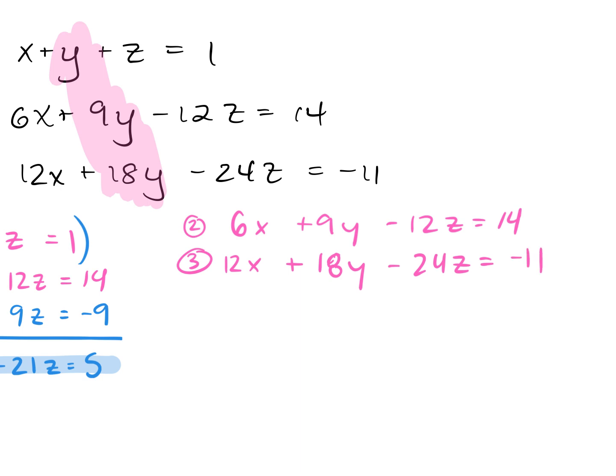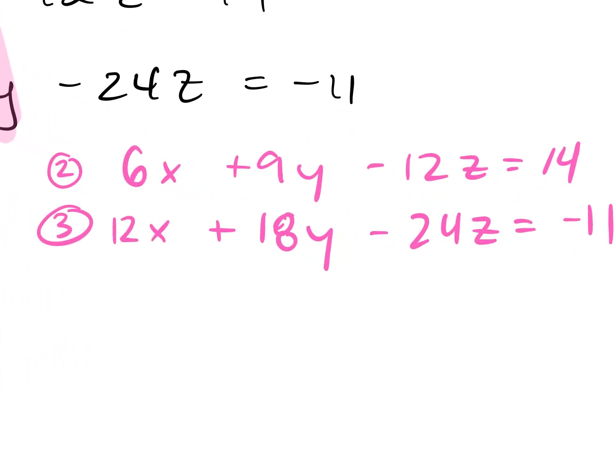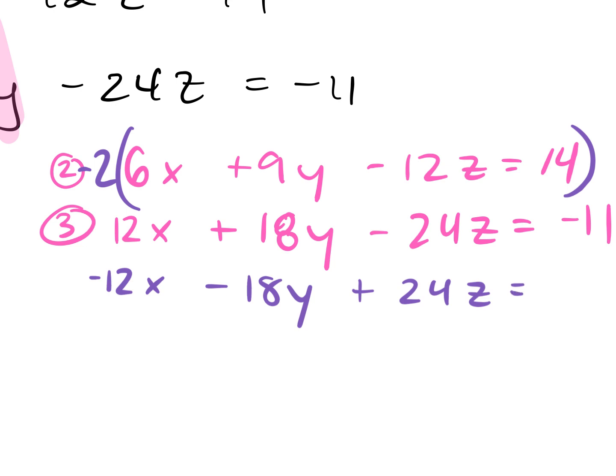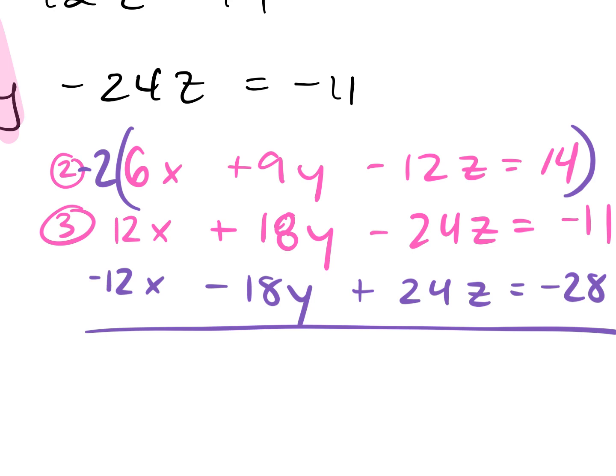Since we canceled out our y's to begin with, we have to cancel out the y's again. So what do I need to multiply by to get my y's to cancel? Negative 2 to the first equation. So that turns into negative 12x minus 18y plus 24z is equal to negative 28. Do the y's cancel? Yep, so let's combine the rest. What's 12x minus 12? 0. What's negative 24z plus 24? 0. So we end up with 0 on the left side because everything cancels.